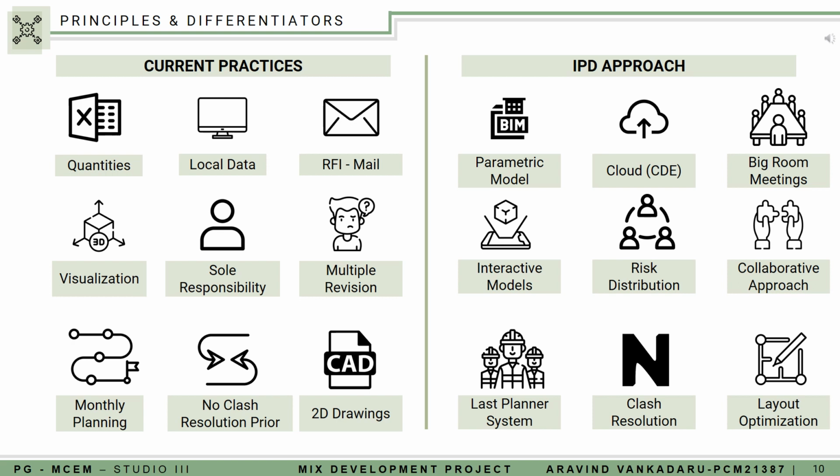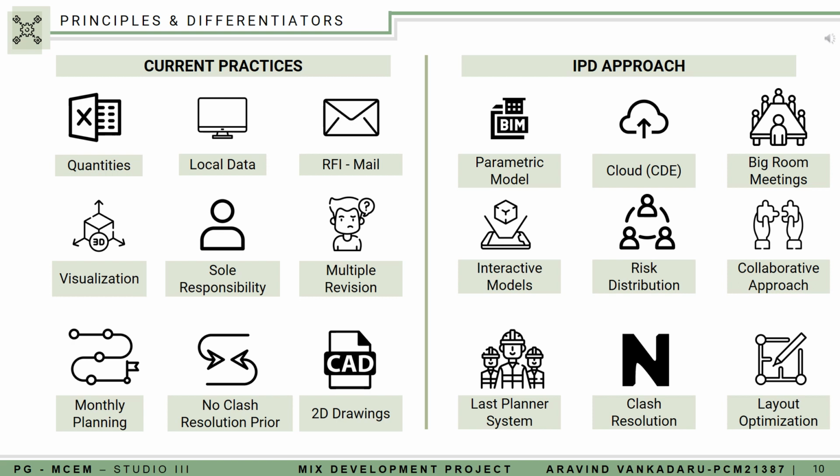One person was responsible for taking decisions. There were multiple revisions but no clarifications. There was monthly planning involving the contractor as well as the client. There was no clash detection prior to the execution. 2D drawings are used for site layout optimization purposes.